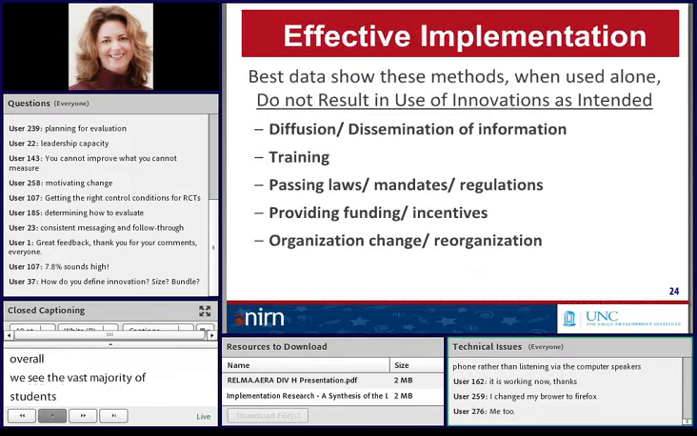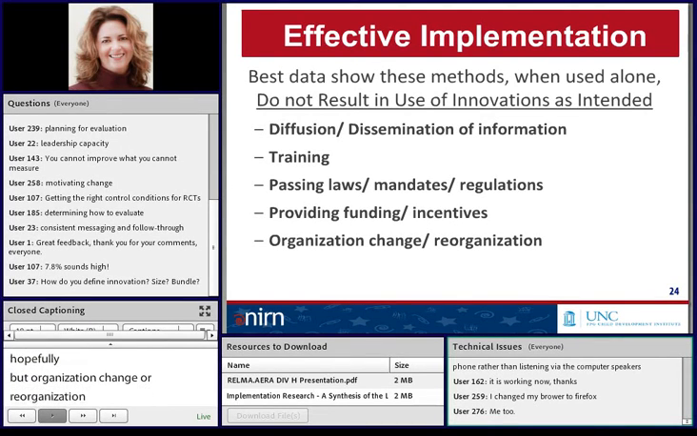That's a nice summary of why decisions fail when we look at implementation, and it shows that those methods alone do not result in the use of practices or innovations as intended or with fidelity. When I think back to my time within the districts and schools, we did a large majority of this. We did diffusion or dissemination of information. We love to bring staff in for one-day trainings or a couple-day trainings, pass different policy regulations, provide funding, and hopefully some of us have experienced, maybe not hopefully, organization change or reorganization to get at implementation.